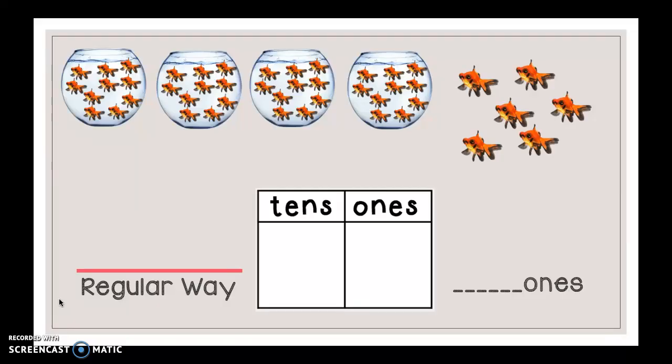Let's try another one because you're doing so well. All right, each bowl of goldfish has 10 goldfish in each. This time let's start with the place value map. How would you fill that one in? Oh, you would. Nice. All right, what would you say for the tens? Good. Yep, I agree. There are 4 tens. 1, 2, 3, 4. And what about the ones? Yep. 1, 2, 3, 4, 5, 6.